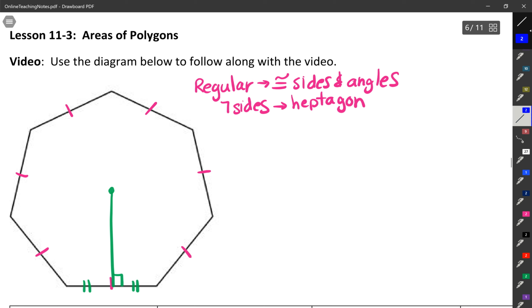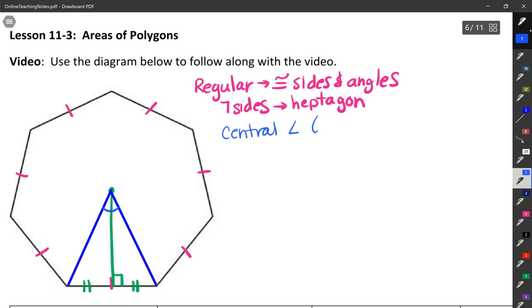So if I draw the central angle in here, this segment from the center to a vertex and the center to a consecutive vertex, this angle right here, that is the central angle. So I'm going to write central angle on the side here, and that's blue. So that apothem will bisect the central angle such that then this angle on the left here is congruent to this angle on the right.